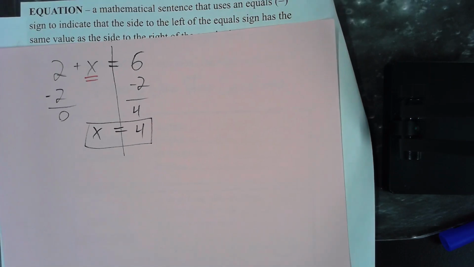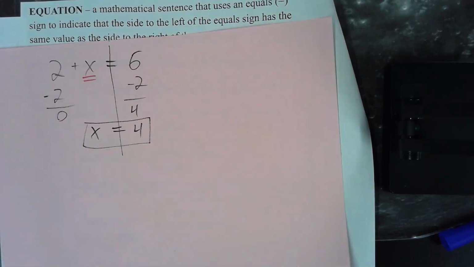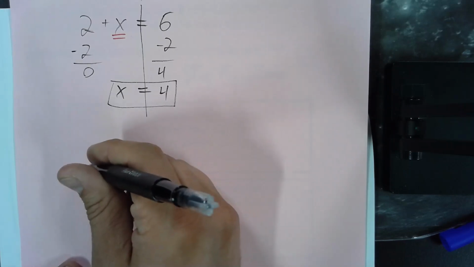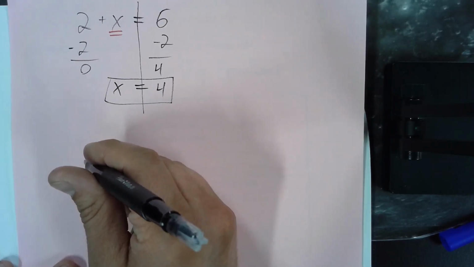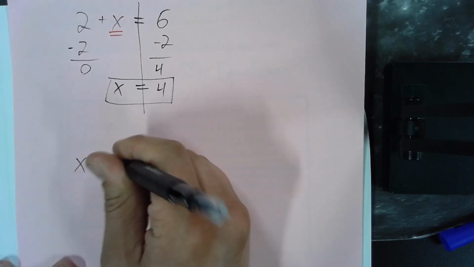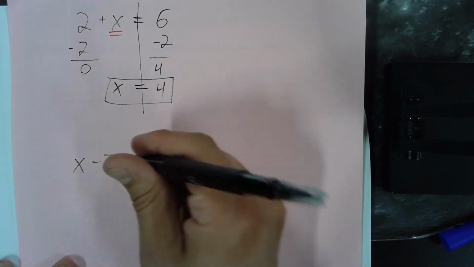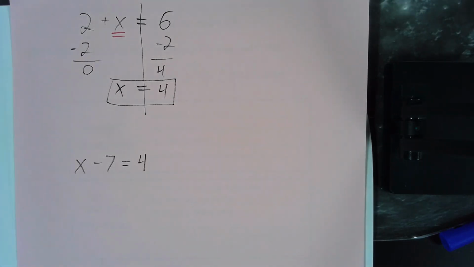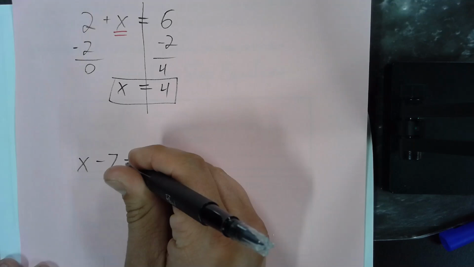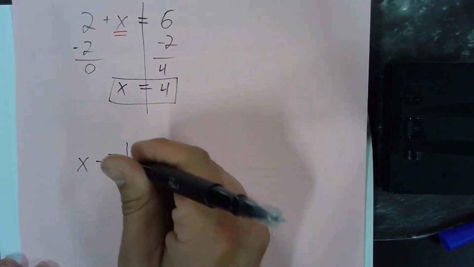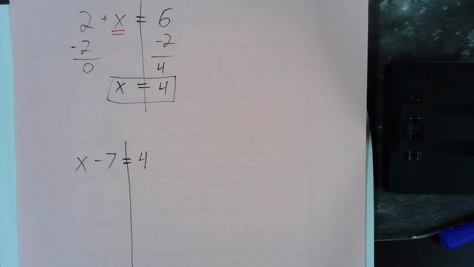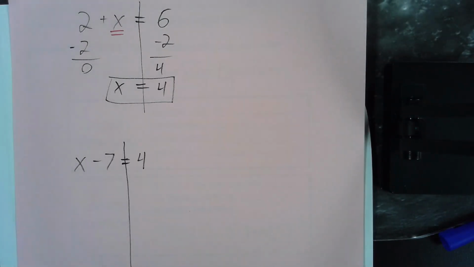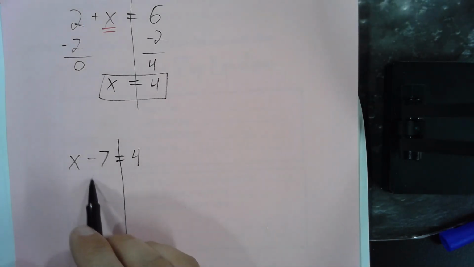Let's do another one. Let's do the next one. x minus 7 equals 4. Just going to draw a line down here. Okay, so x is being subtracted by 7, but we want to isolate x. We want to get x by itself, is the way my teachers used to say. And so somehow we need to move the 7 over here.